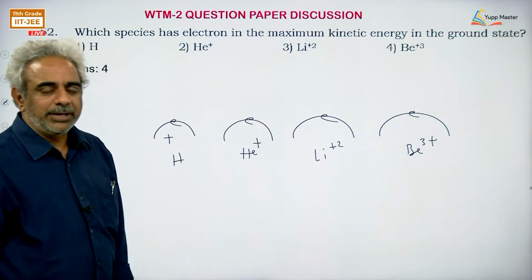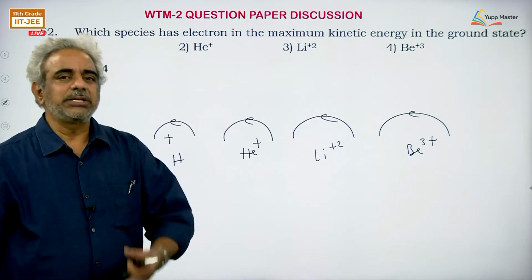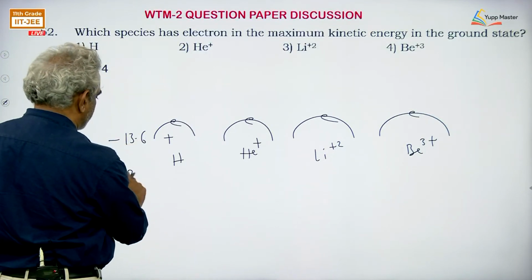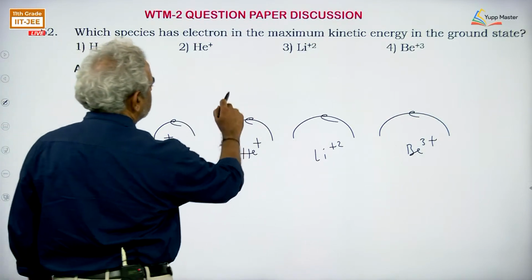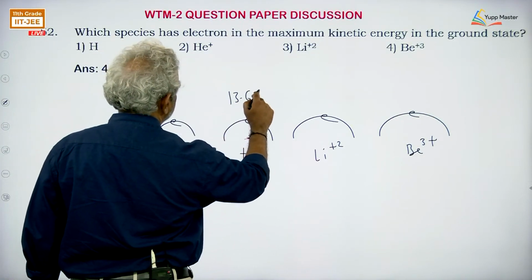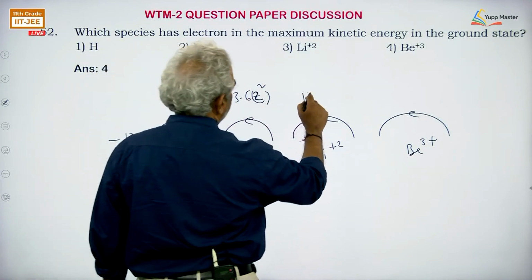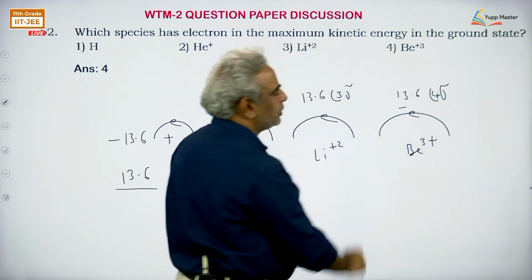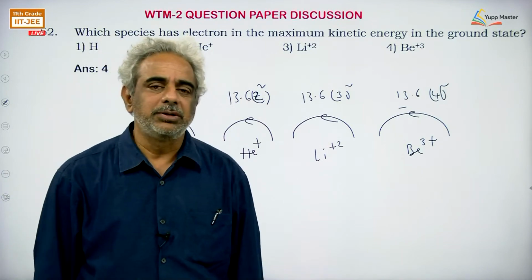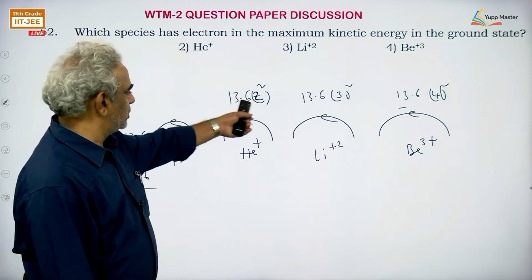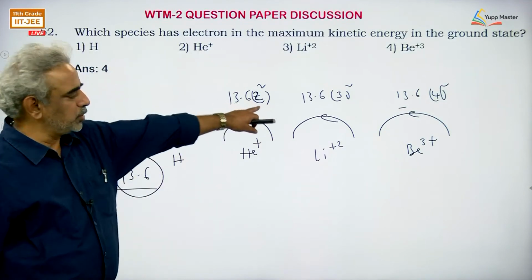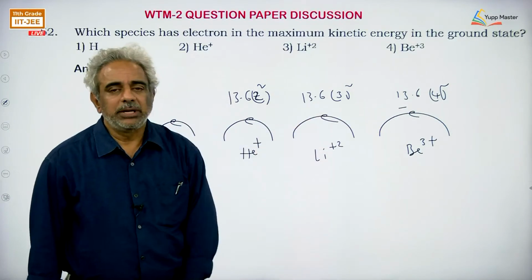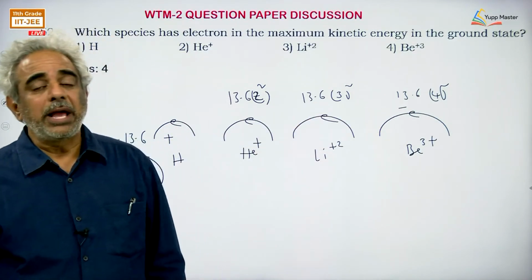What relation did I give the other day? Kinetic energy is just the total energy with the sign changed. So minus 13.6 is total energy, 13.6 is kinetic energy. What is the kinetic energy of this electron? 13.6 Z square, meaning 2 square here, 13.6 into 3 square, 13.6 into 4 square. Now do you have that minus sign before the energy? No. Now these are all positive values, 13.6 into 4, 9 and 16. Which positive value is highest? 13.6 into 4 square. The question is about kinetic energy.